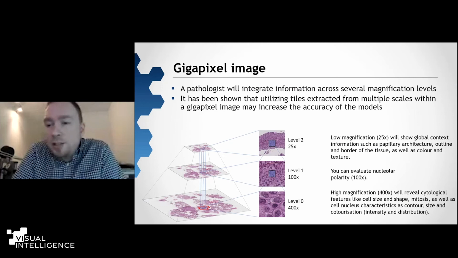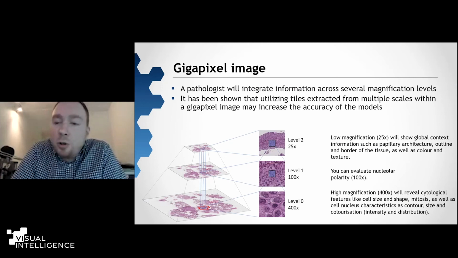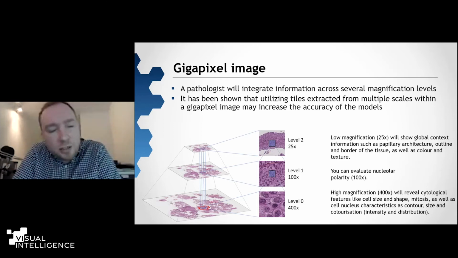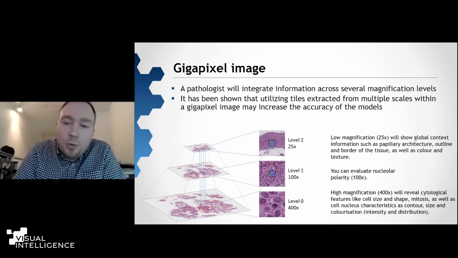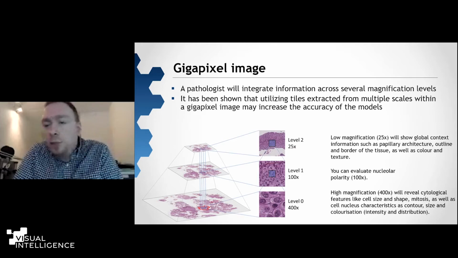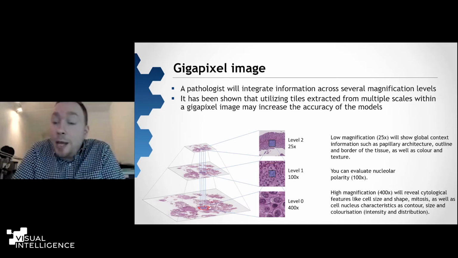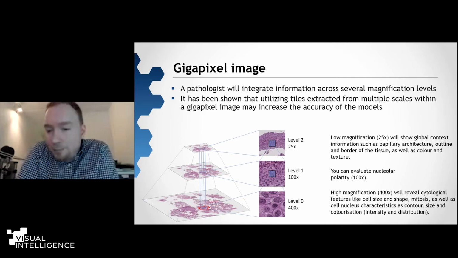Because of the large size of the whole slide images, they are stored in a multilevel file format, in the same way as, for instance, Google Maps uses. This allows for a more rapid zooming in and out of the images. Each level will reveal different information. For example, a histological image will reveal specific diagnostic information at different resolutions, and a pathologist will integrate information across several magnification levels before reaching a decision.